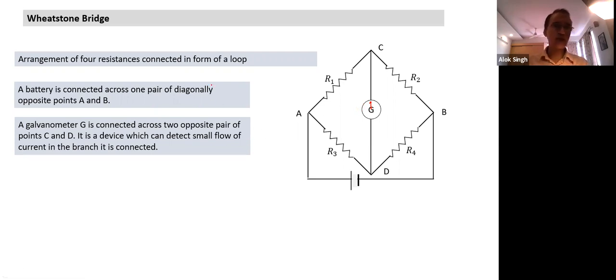This is the kind of step we'll write in the answer also. Arrangement, battery is connected, then we write galvanometer is connected. And the purpose of the galvanometer is to detect any small current flow in the branch CD. Will it detect current in any other branch? No, it is connected in branch CD. It will detect current in the branch CD alone.